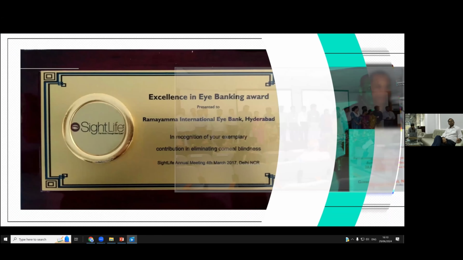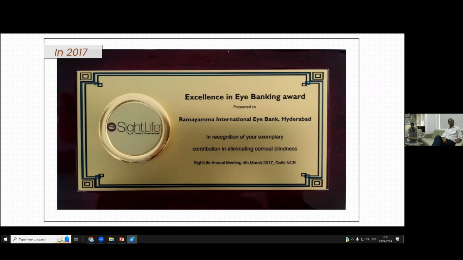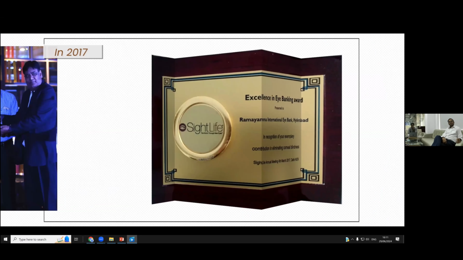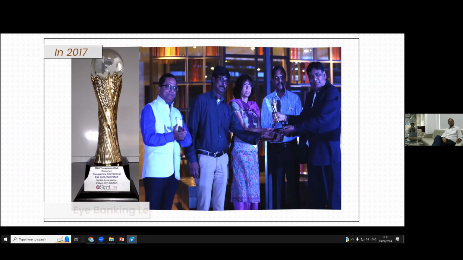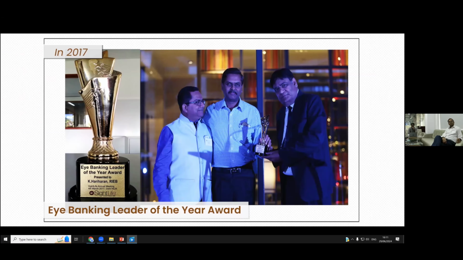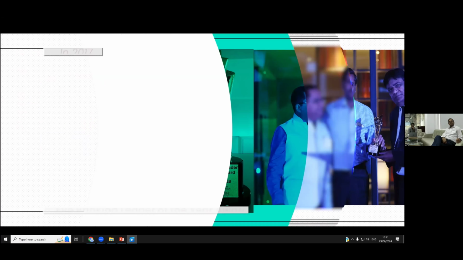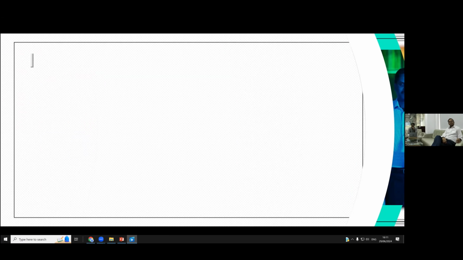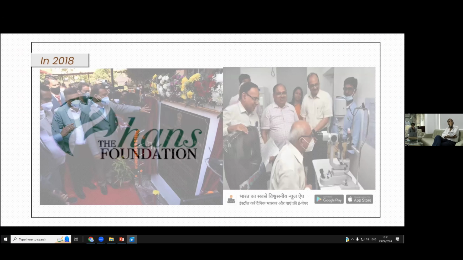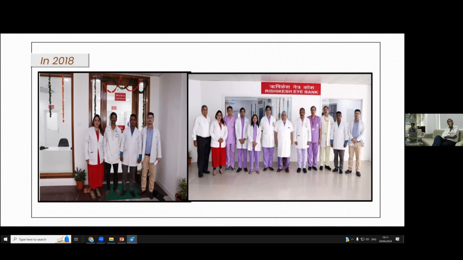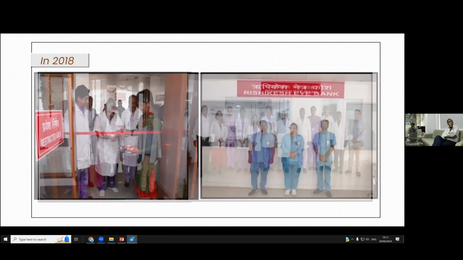SightLife USA awarded Ramayamma International Eye Bank with several awards in 2017: Excellence in Eye Banking Award, 3000 Transplants Club Award, and Eye Banking Leader of the Year Award. The year 2018 meant the beginning of a new partnership with the Hans Foundation for capacity building to establish state-of-the-art eye banks in North and Northeast India.